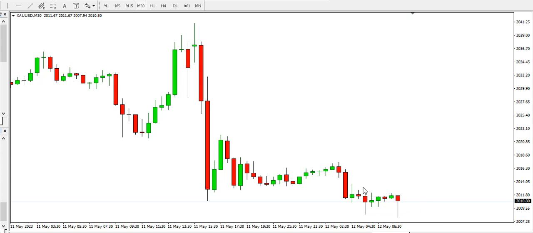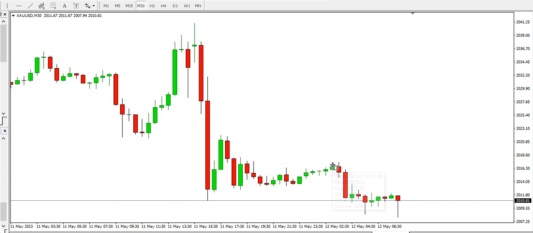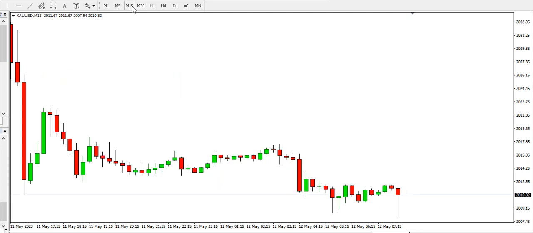If price is going to rise, it will first need to break this other block resistance area around here, which is at the 2016 area. It needs to be broken for the bulls to have some kind of power to move price up. So let's look at the 15 minutes time frame.